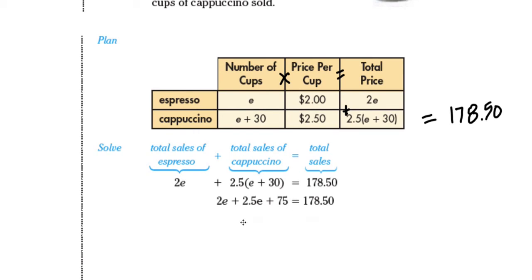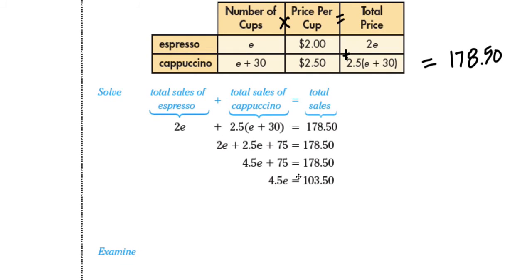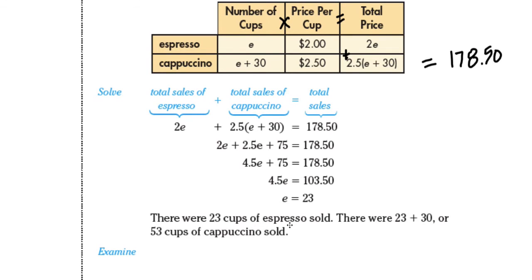And then we add like terms, we end up with 4.5E plus 75. Subtract 75 from both sides, we end up with 4.5E equals 103.5. And we divide both sides by 4.5, end up with E equals 23. So there were 23 cups of espresso sold.